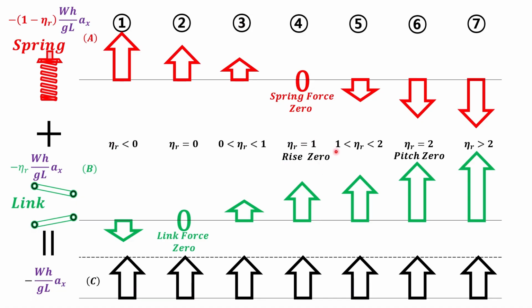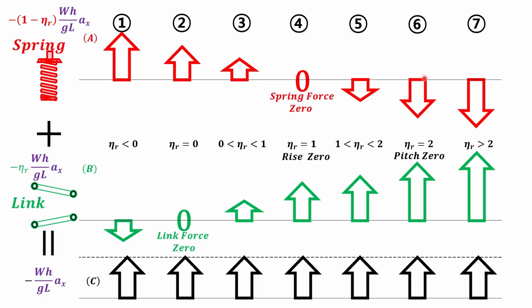Number 5 indicates that if the virtual reaction point is between the rise 0 line and the pitch angle 0 line, the value of eta R is greater than 1 and less than 2, meaning the vertical force compressing the spring acts downward and the vertical resultant force tensing the links is vertically upward. Number 6 indicates that if the virtual reaction point lies on the pitch angle 0 line, the value of eta R is 2, and in absolute values, the vertical resultant force, tensing the links, acts twice as large as the vertical force, compressing the spring.